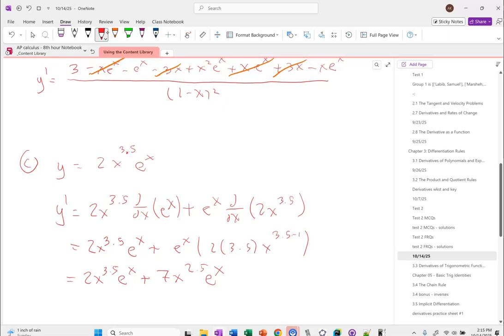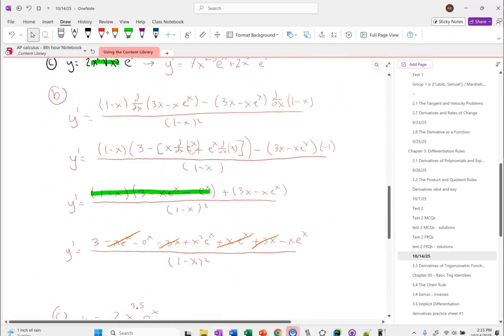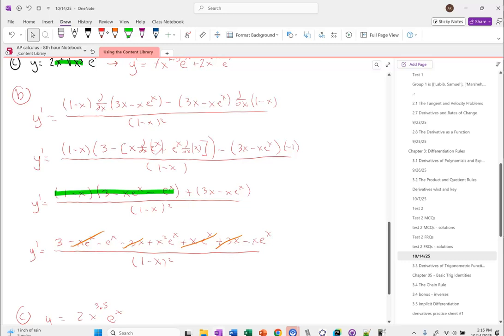All right, Brooks, you wanted to scroll up? Yeah, so about the product rule inside of the quotient rule, you did that with the derivative of 3x minus x times e to the power of x, right? Yeah, this is the second product rule, right there. That's the second product rule, which is what's happening here. Oh.